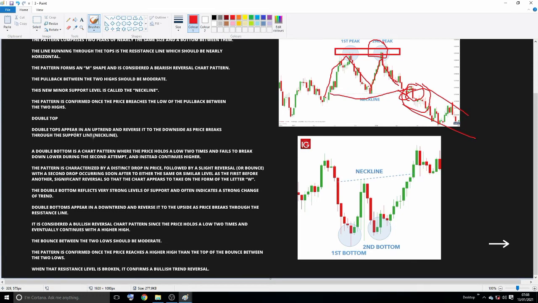A double top appears in an uptrend and reverses it to the downside as price breaks through the support, the neckline. So if it's an uptrend, when the price breaks the neckline, it's now going into a downtrend. And if it's a downtrend and the price breaks the neckline, now we have an uptrend.